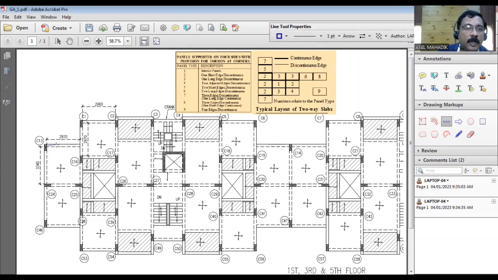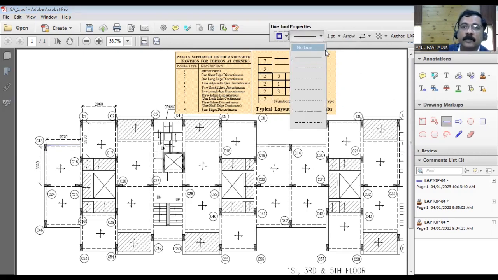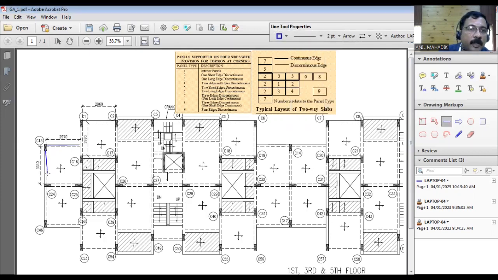So this is a discontinuous edge, blue color, let's say. Then if you see this slab, there is no slab to the left side. So again, that will be discontinuous. So this is also your discontinuous edge, blue color.